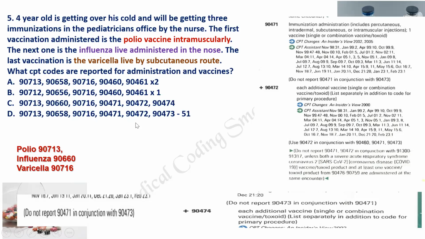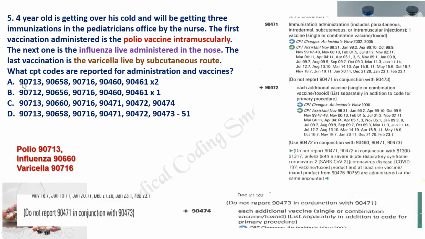So, ഇവിടെ നമുക്ക് എന്തെല്ലാമാണ് വാക്സിനേഷൻ? പോളിയോ വാക്സിൻ IM, influenza live nose, nasal, varicella live subcutaneous route. For polio എന്താണ് കോഡ്? 90713. Influenza is 90660. Varicella is 90716.